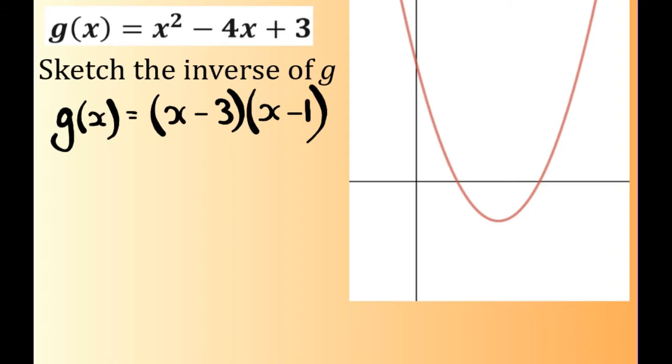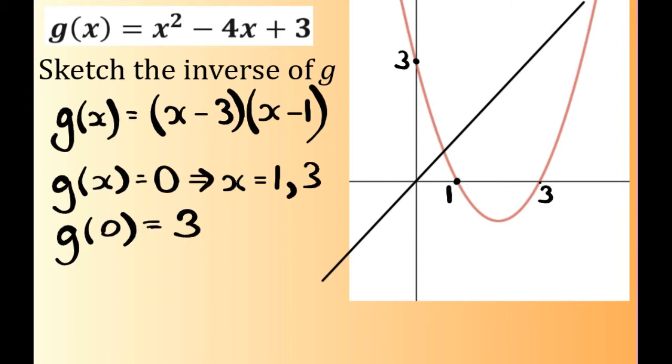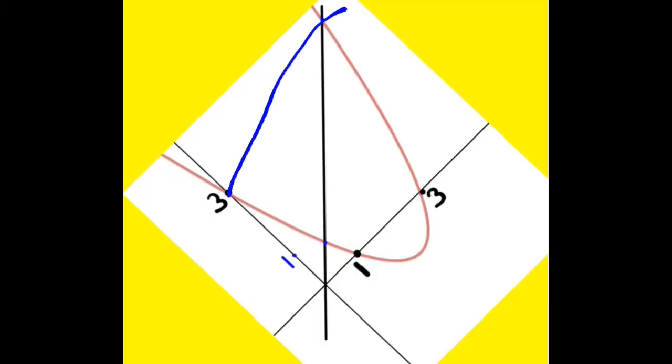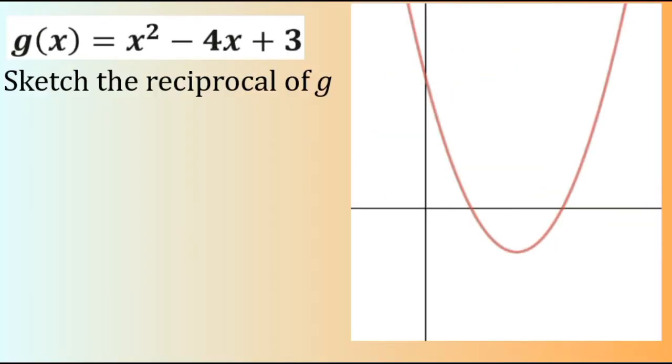First, I'm going to find some key points. Here, I'm looking at intersections with the x-axis and also the intersection with the y-axis. I'll mark those points on the graph. I now draw the line y equals x. Once again, I'm going to take my graph and rotate it so the line of symmetry is vertical. Much easier to draw the reflection. And so this is the inverse of g, a reflection in the line y equals x.